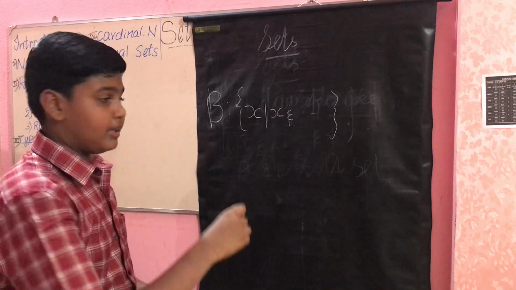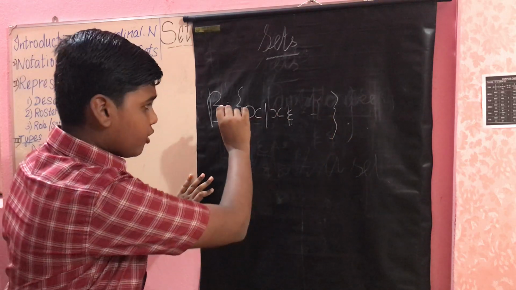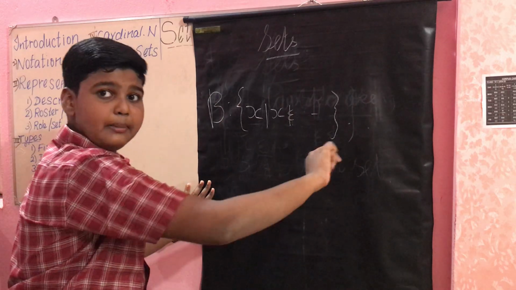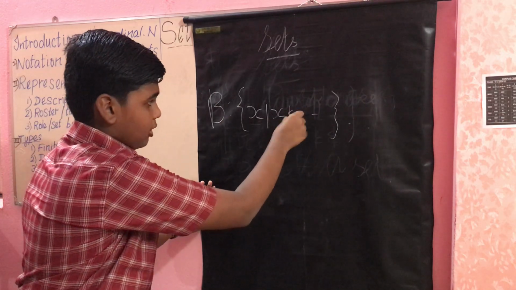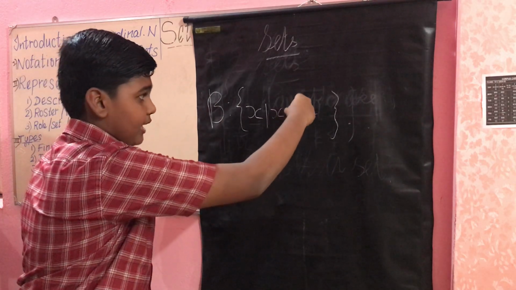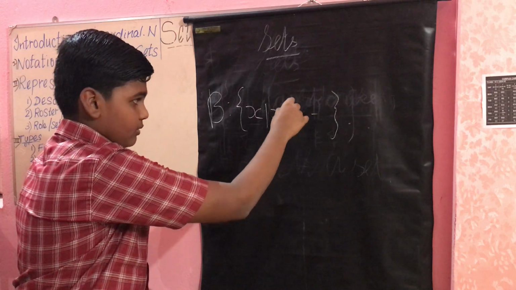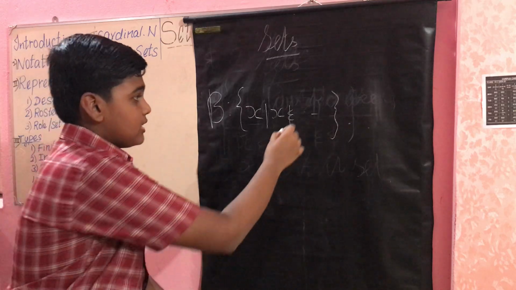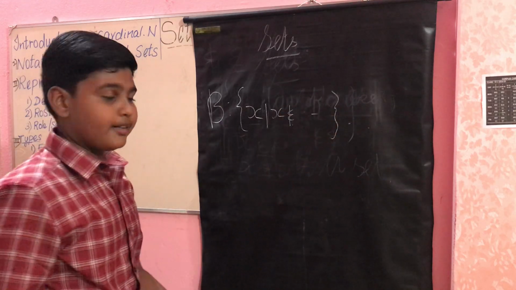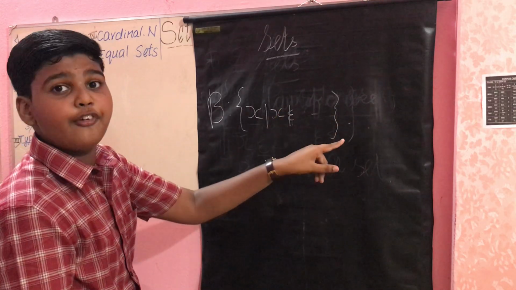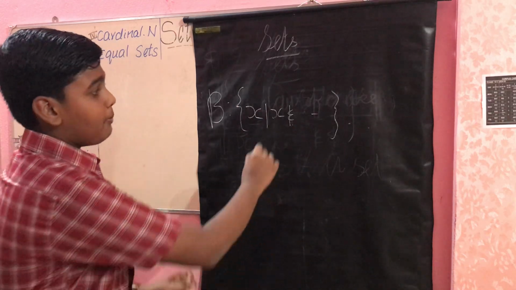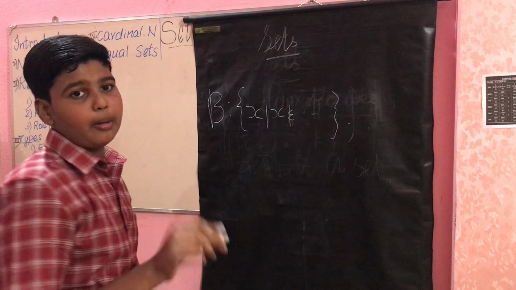The first 5 months. So you need not write the description method only. Just write x belongs to the first 5 months of a year. Don't write the set, just write the 5 months of a year. That's all. But in the roster form, you need to write all the first 5 months.